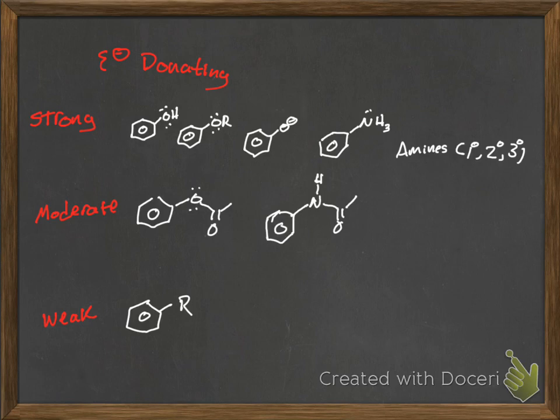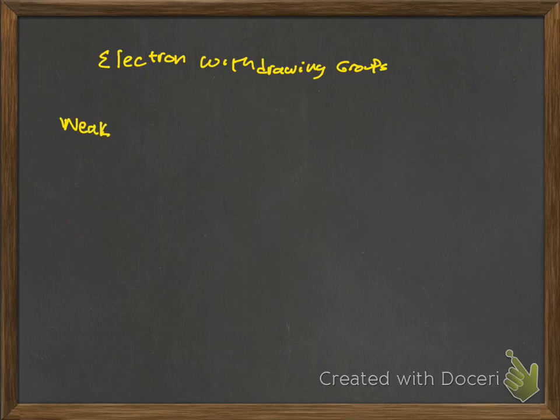All right. Now let's move on to electron withdrawing groups. Weak: halobenzenes, where X is Cl, Br, or I. And I know this goes against the fundamental rule that things with pairs of electrons are electron donating, but the halogens have enough electronegativity that they can make it difficult.